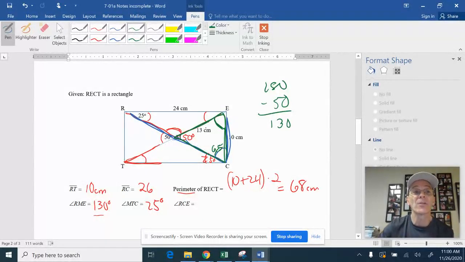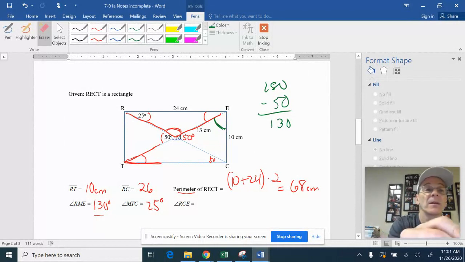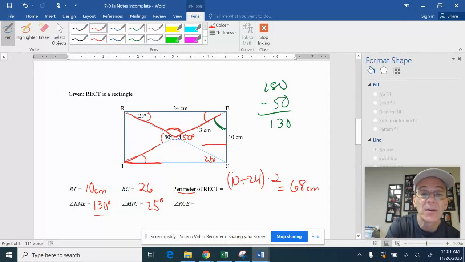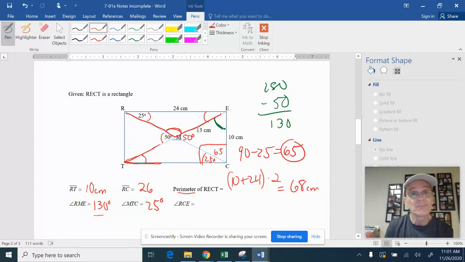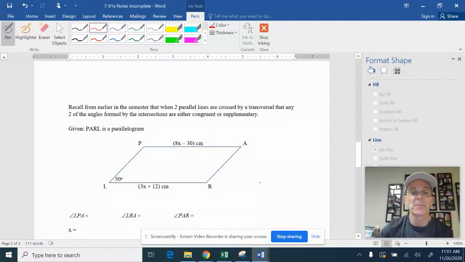Or here's another way to do it. Since this quadrilateral is a rectangle, and I just erased one of the numbers in this, 25 degrees, isn't this a right angle there? Isn't it 90 degrees? So 90 minus that 25 is equal to 65. That would be another way to get that angle. I don't care how you get it, just get it. Okay, so angle RCE is 65 degrees. Let's move down. A couple more examples here.